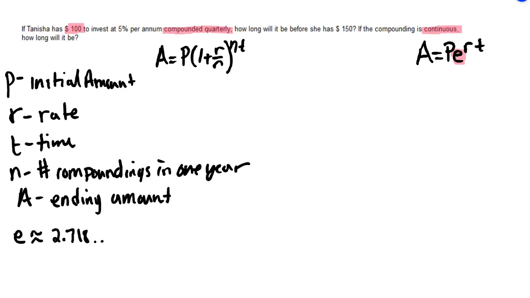Tanisha has $100. That is our principal. She's going to invest at 5% per annum, which is per year. So our rate is 5%, and we typically write that in decimal form, so you would move the decimal place 2 places to the left. The question says how long, so that's our time being our unknown, and how long before she has $150. That $150 is her accrued amount or ending amount.